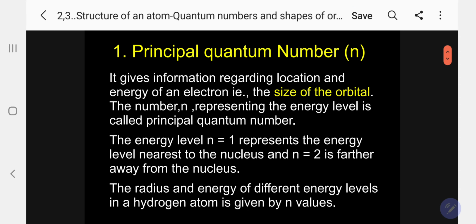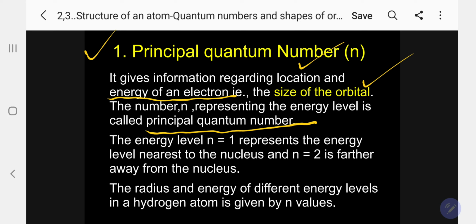First, let me discuss principal quantum number indicated by n. It gives information regarding location and energy of an electron, or I can say the size of the orbital. Very, very important. The number n representing the energy level is called principal quantum number. The energy level n equal to 1 represents the energy level nearest to the nucleus, and n equal to 2 is further away from the nucleus.